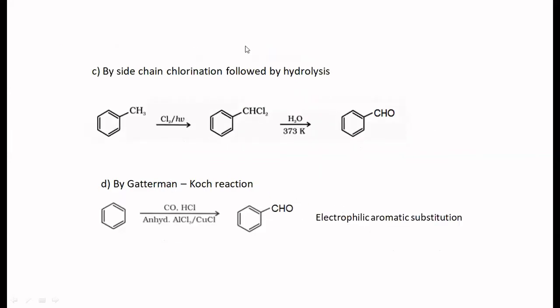By the side chain chlorination, all of you are aware of this. So if you use chlorine in presence of light or heat, the benzene ring is not going to be halogenated. It is the side chain which is going to be halogenated because it follows free radical mechanism. So therefore you will get this.